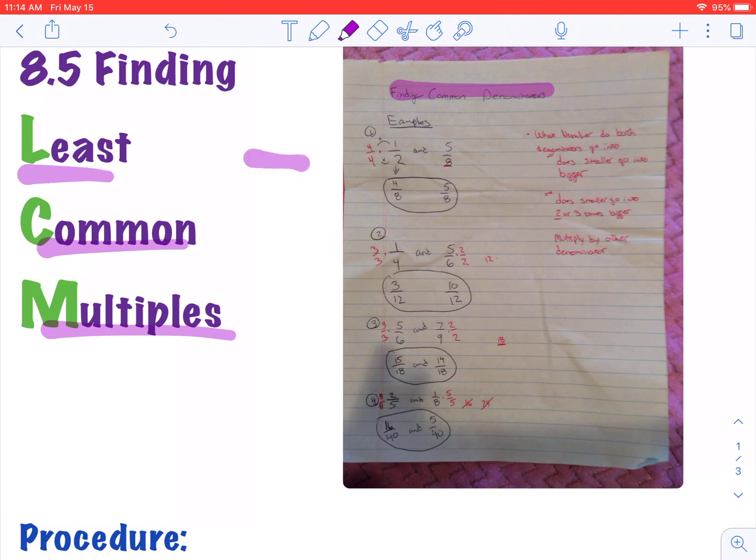Now, this picture that you see over here on the right-hand side, this is actually a picture of the notes that I just got done explaining to my daughter Lennon. Lennon is in 4th grade, and she's currently figuring out how to find common denominators with numerical fractions.